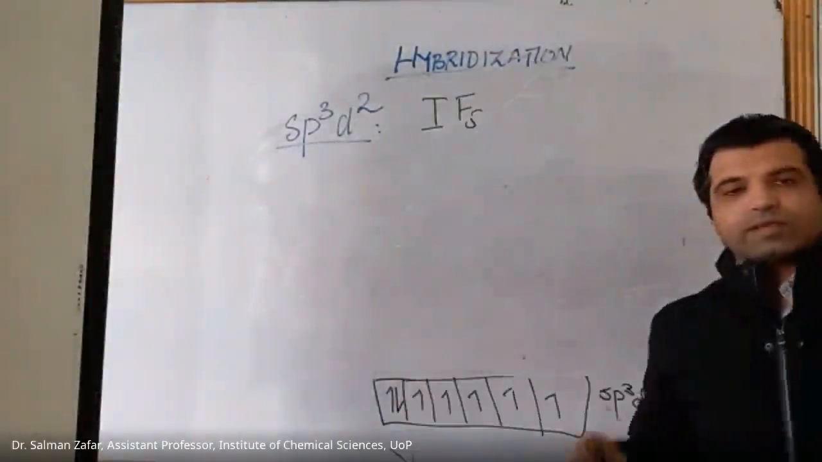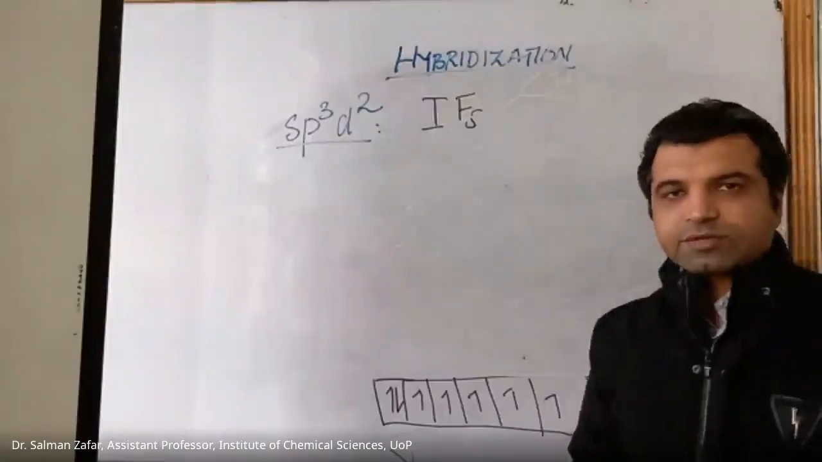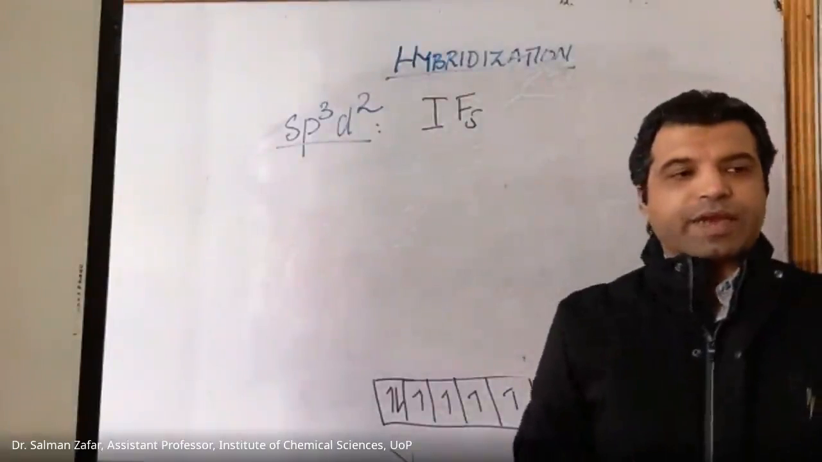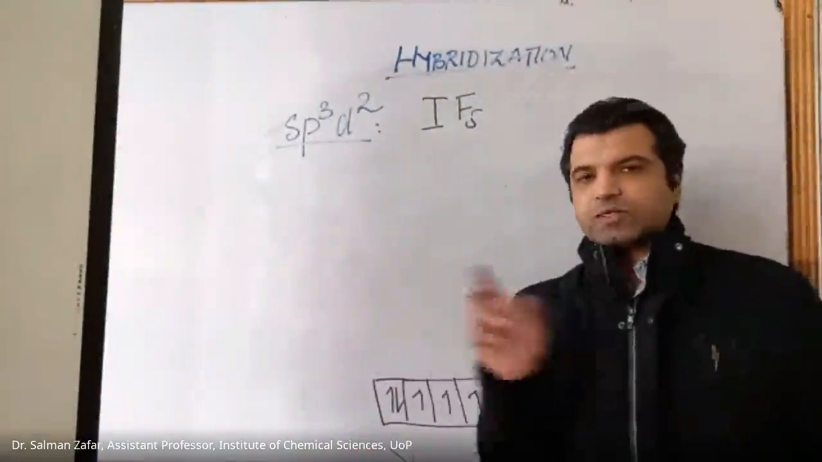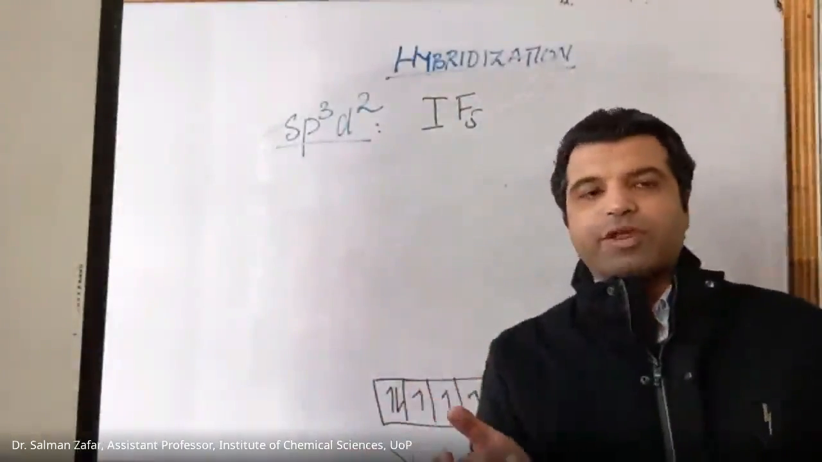So again, these 5 fluorine atoms would tend to be at maximum distance from each other. We also have a pair, and this pair is not involved in bonding with fluorine.